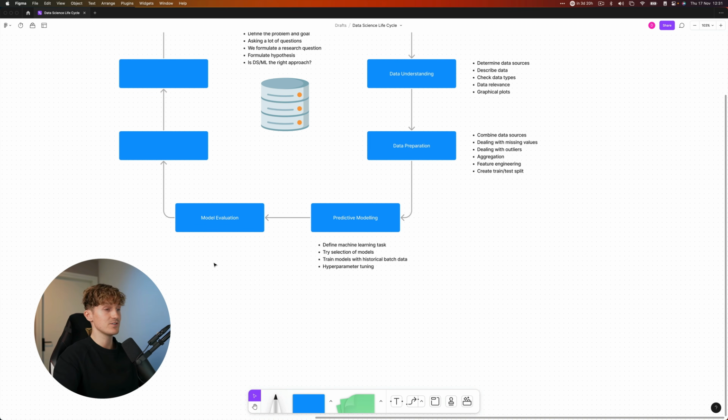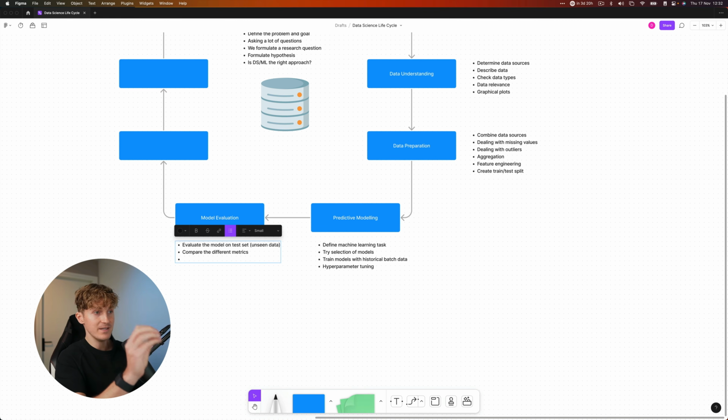So typical tasks that we perform here, as mentioned, are evaluating the model with a test set. We compare the different metrics. And here we also ask the question, is the model actually good enough to have a practical use case? And for this, you really have to understand that a model will never be perfect because it will always be an estimation of the real world phenomena that we're trying to model. But a bad model can still be practical and better than the current situation.